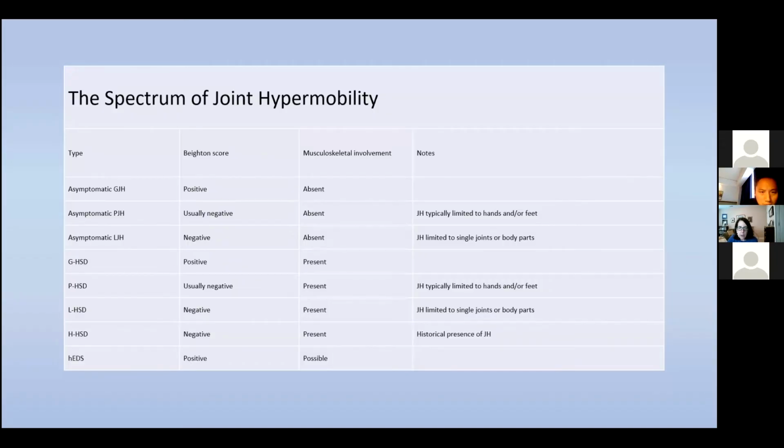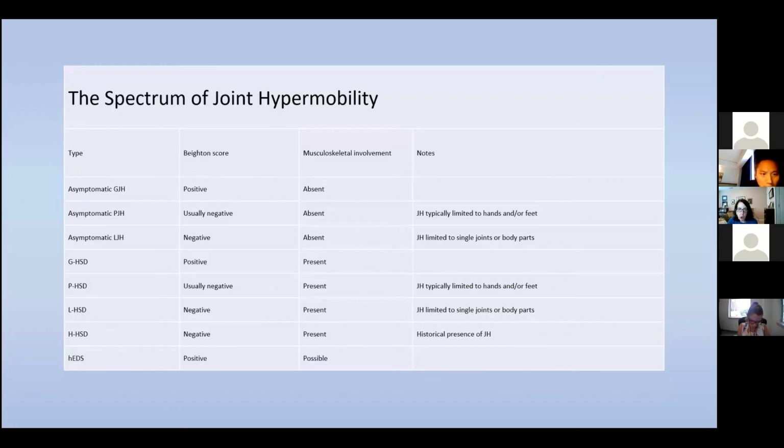Generalized hypermobility spectrum disorder, peripheral hypermobility spectrum disorder, localized hypermobility spectrum disorder, or historical hypermobility spectrum disorder, which includes the historical presence of joint hypermobility, but which we do not now see on exam. And then at the extreme end of this spectrum of joint hypermobility, we have the hypermobile type of Ehlers-Danlos syndrome, in which the Beighton score is positive and musculoskeletal involvement is possible and usual, I would say.